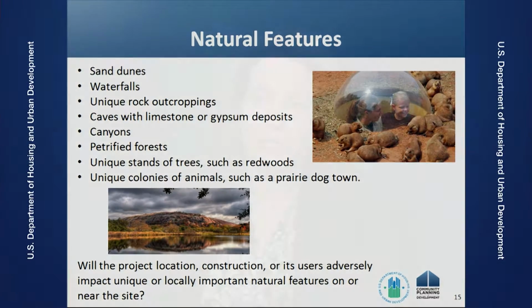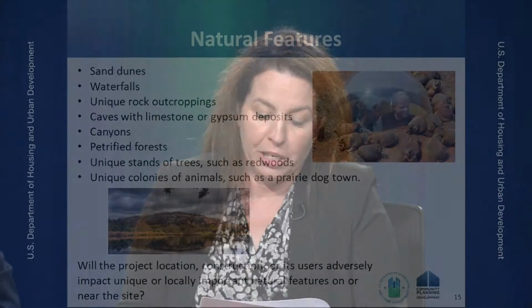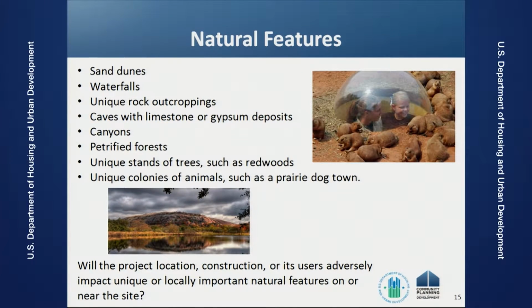And the last one that we'll look at is natural features. Will the project location, construction, or its users adversely impact the unique or locally important natural features on or near the project site? Will the project create problems by introducing nuisance species or vegetation that may be ecologically disruptive to the area? Will the project damage or destroy trees without replacement and landscaping?